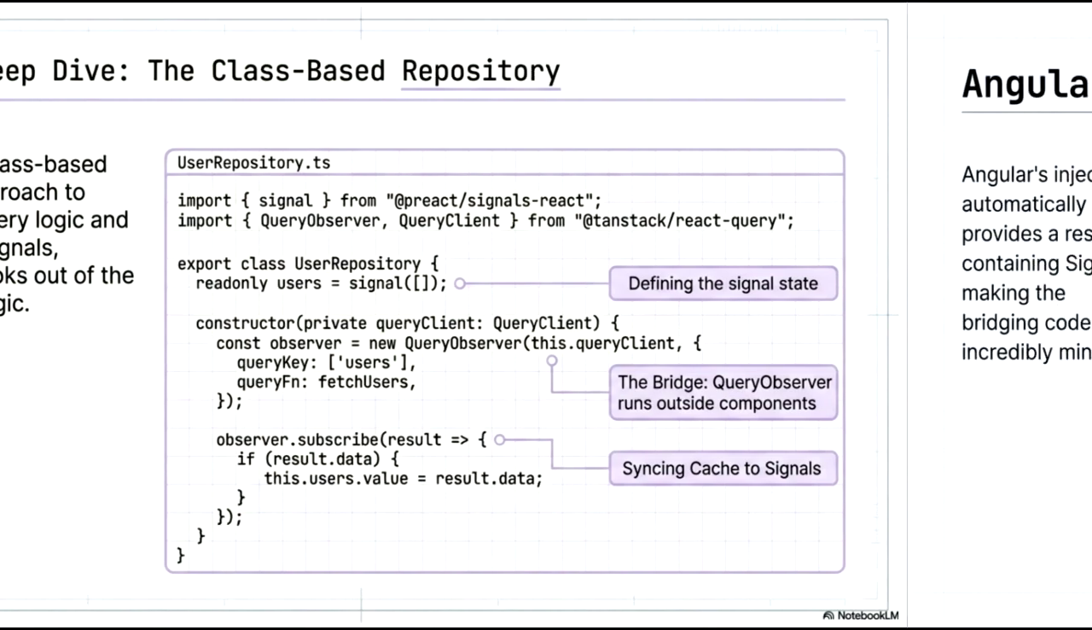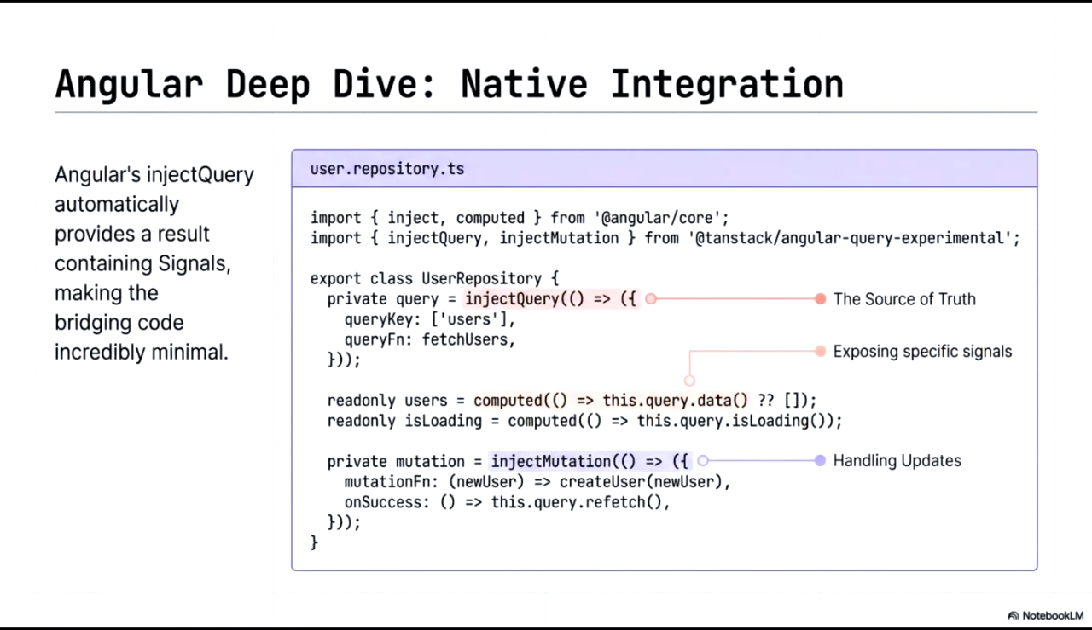In this deep dive into native integration, we examine how Angular's injectQuery fundamentally simplifies state management. By automatically providing results as signals, it reduces the necessary bridging code to an absolute minimum. Looking at the user.repository.ts example, the injectQuery function serves as our single source of truth. It manages the lifecycle of the data fetch using a specific query key and function.